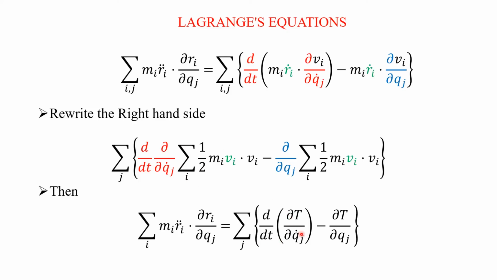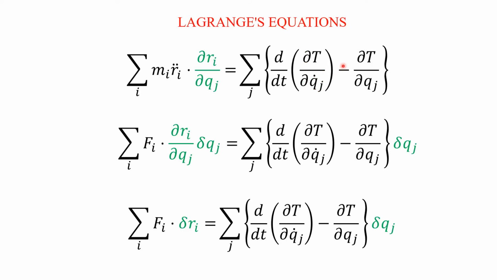d by dt of partial T over partial qj dot, because this T represents this half mv squared. Similarly, in the second term, the summation over half mi vi squared is the kinetic energy. You may ask the question where the summation over i goes. This capital T represents the total kinetic energy. So finally we arrived at this. This is the left hand side. I have taken this left hand side as it is, and I have replaced this right hand side by this one. This is what we have arrived at now. We will see what will happen to this.